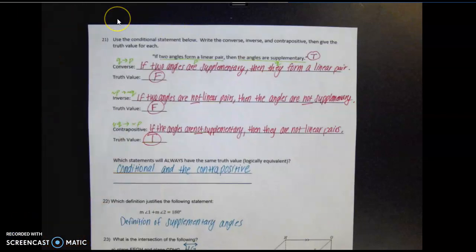Number 21 says use the conditional statement to write the converse, inverse, and contrapositive, and then give a truth value. The conditional statement they gave us says if two angles form a linear pair, then the angles are supplementary. That is true. Linear pairs are supplementary. So my P, my hypothesis, is whatever comes after the if. Two angles form a linear pair is my P. My Q is the angles are supplementary.